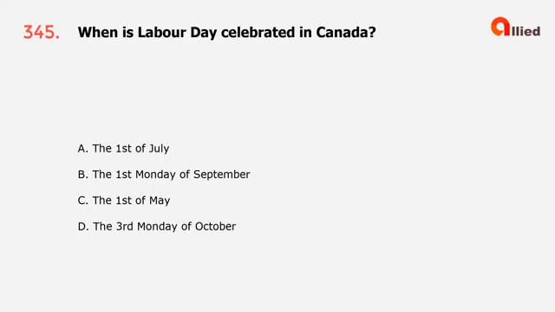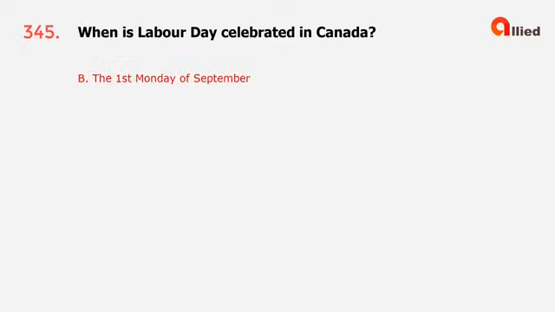Question 345. When is Labor Day celebrated in Canada? A. The 1st of July. B. The first Monday of September. C. The 1st of May. D. The third Monday of October. The answer is B. The first Monday of September.